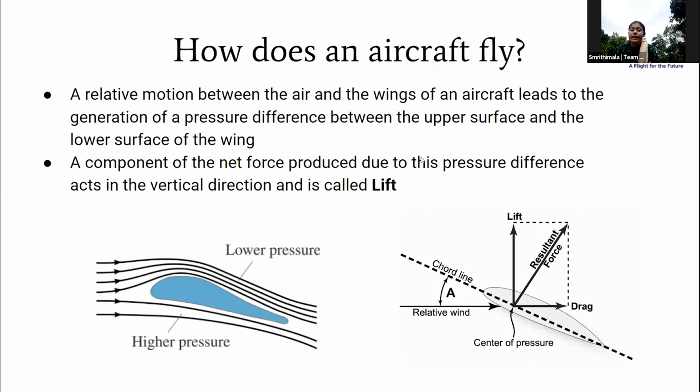So, next one question comes to our mind: how does an airplane fly? There is a relative motion between the air and the wings of an aircraft. This relative motion leads to the generation of a pressure difference between the upper surface and the lower surface of the wing. This pressure difference leads to the generation of a net force. A component of this net force acts in the vertical direction and is called lift.